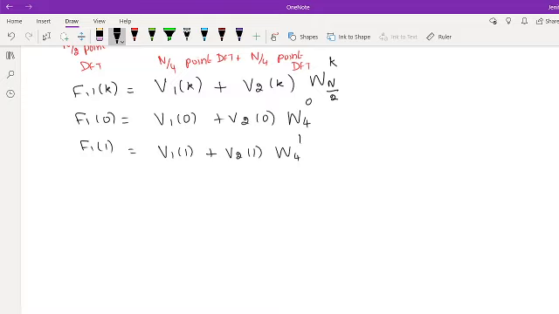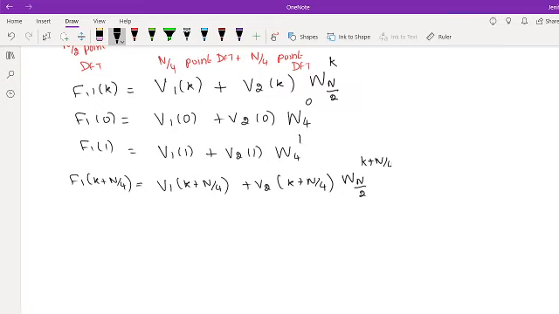Now if we calculate the third value, that is f1 of 2, equal to f1 of k plus N by 4, that is equal to v1 of k plus N by 4 plus v2 of k plus N by 4 into W_{N/2} power k plus N by 4, because again I am shifting that to the origin value, since it is a repetition.